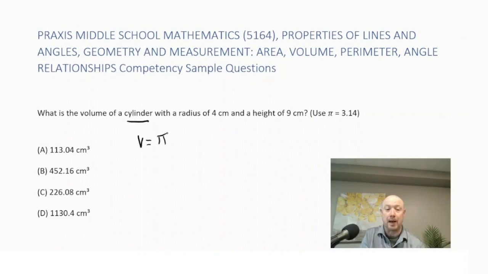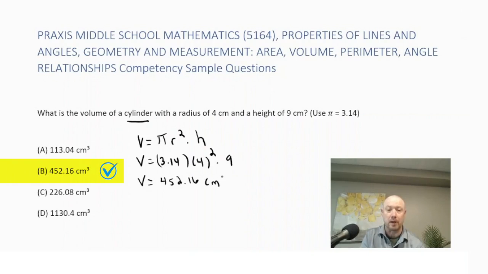is equal to pi r squared, the area of the base, times the height, and we're going to plug in 3.14 for pi times the radius squared, so we get 4 in for r. We have 4 squared times the height, and the height is 9. And if we use our on-screen calculator here, we're going to get 452.16 cubic centimeters. So the choice is answer B.